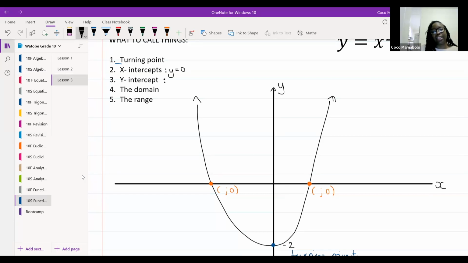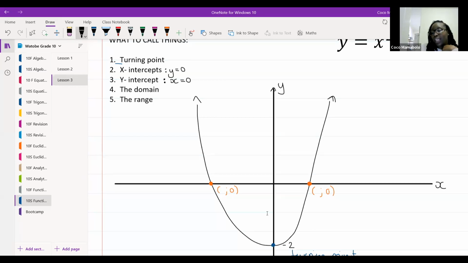Tell me in the chat. If I want to find the y-intercept, what do I need to do? For the y-intercept, what do I need to make? x needs to be equal to what? No worries, Alicia, welcome. Good, we're going to make x 0. Good, x is going to be equal to 0, 100%.